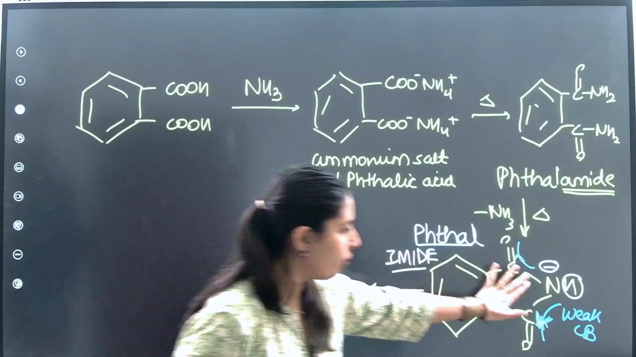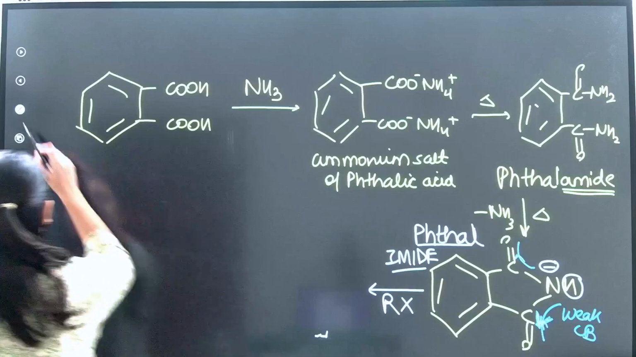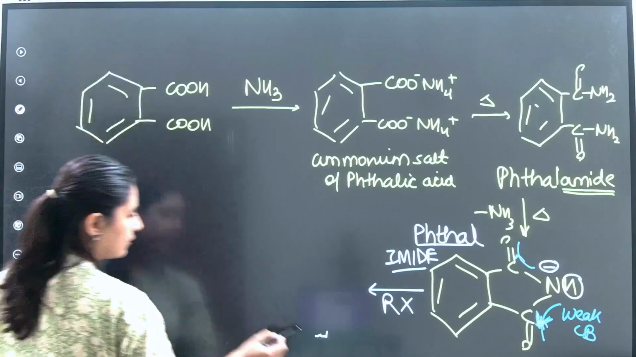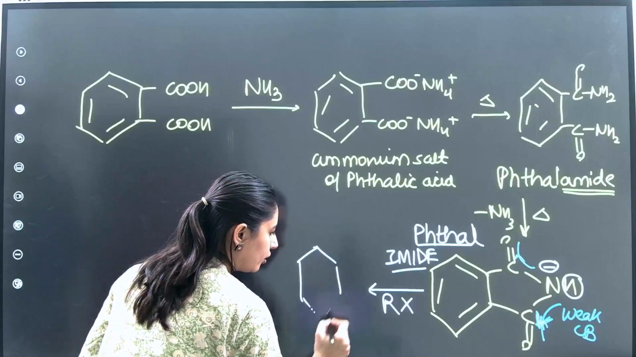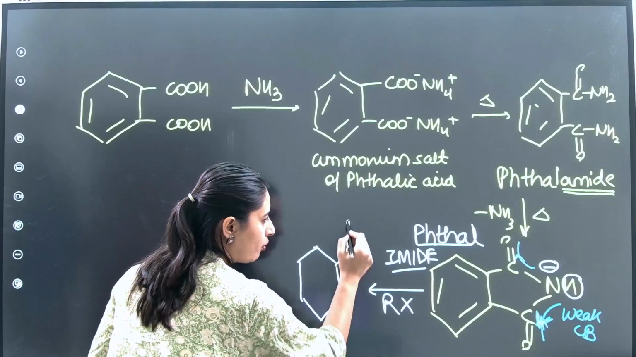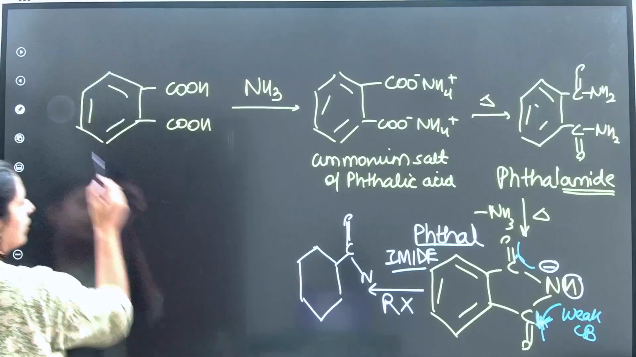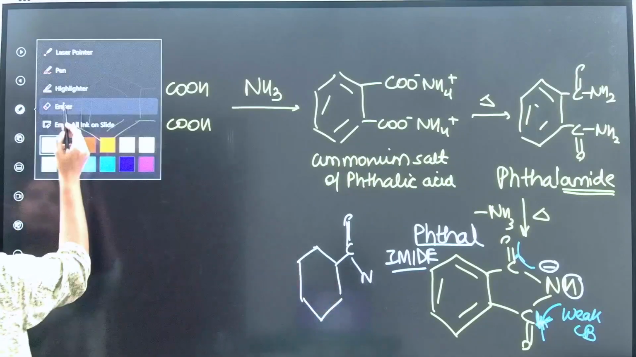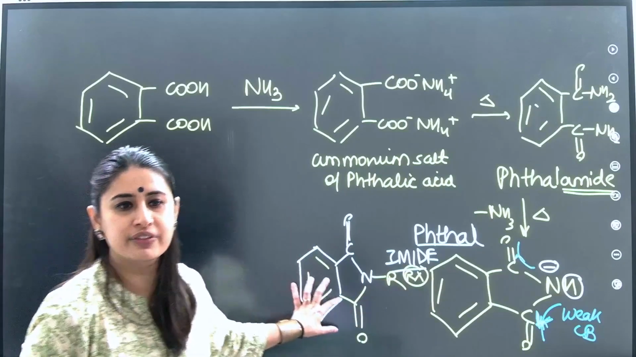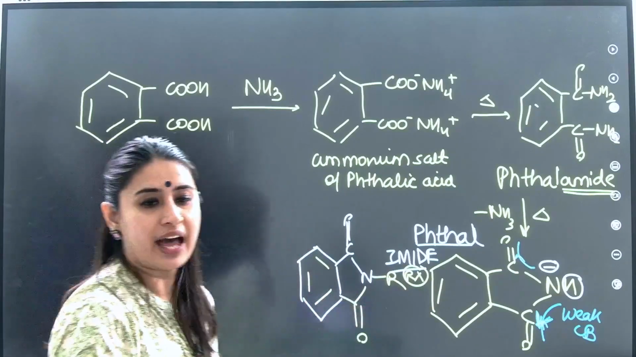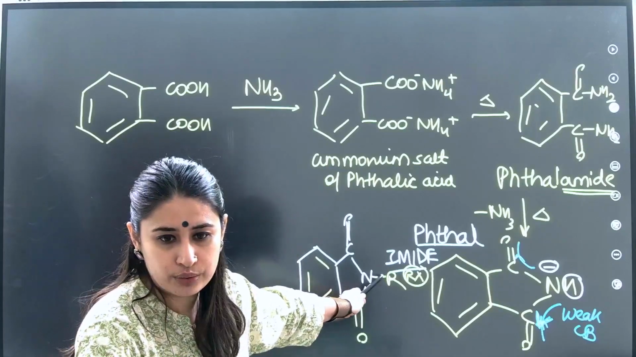So the moment N minus and HX are gone, R comes and replaces it. Okay, let's just replace it and check one by one how things are happening. So you get C double bond O, now N, and this R is here. This R actually comes here on adding RX to it. Now you have got this R trapped with a nitrogen, correct?